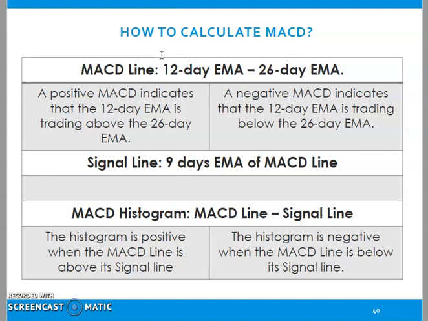The third component is the MACD histogram. So how is the MACD histogram developed? The MACD histogram is developed by taking the difference between the MACD line and the signal line. A positive histogram occurs when the MACD line is above the signal line, and a negative histogram when the MACD line is below the signal line.